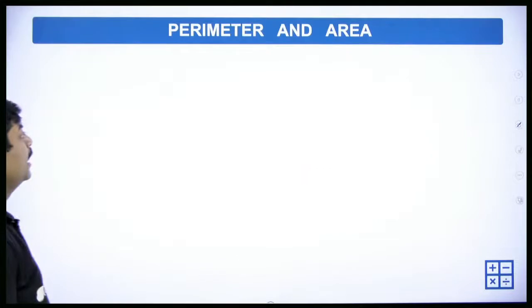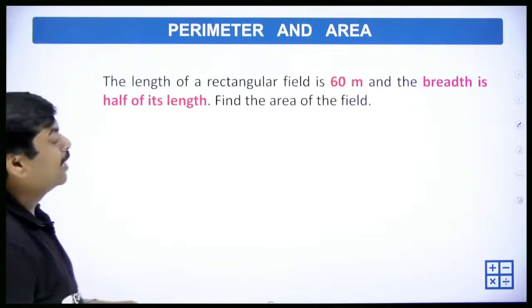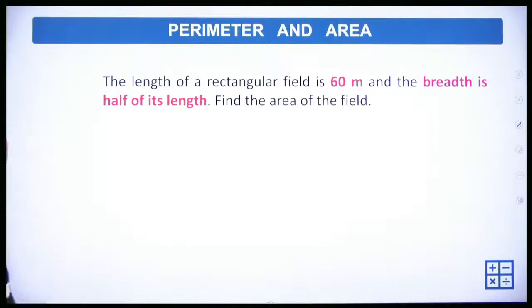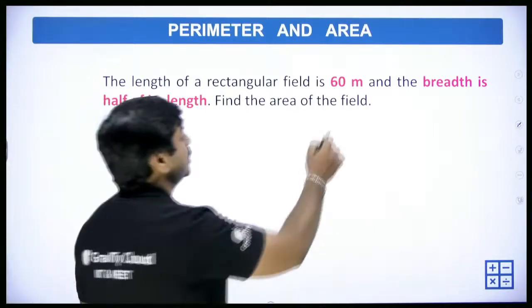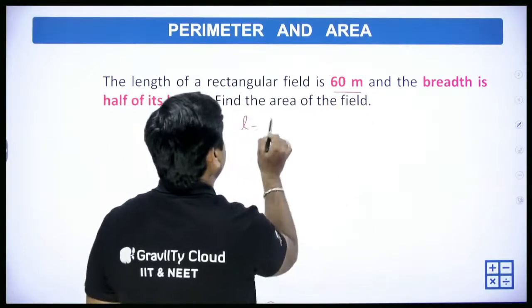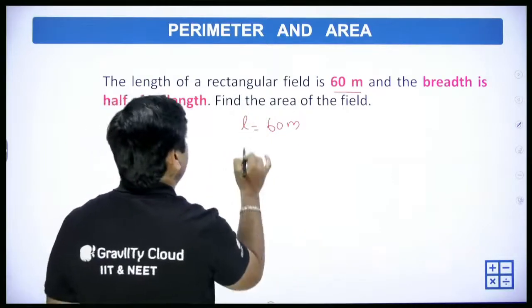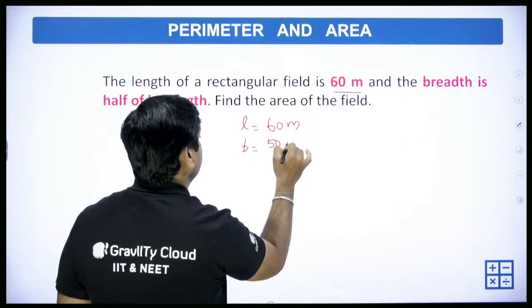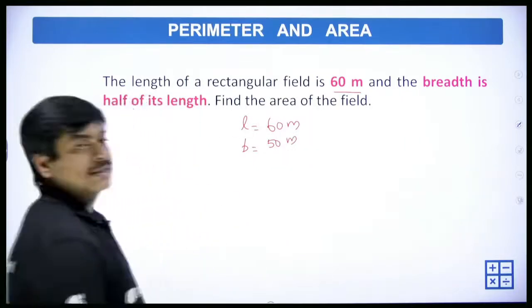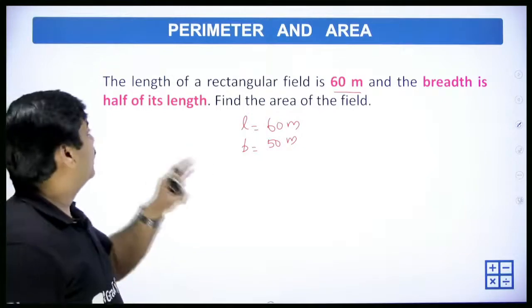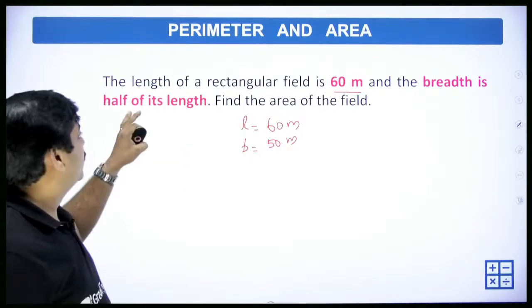Okay, moving ahead. We have a question, some applications based on all this. Let's try to understand that. The length of a rectangular field is 60 meters. Length is given as 60 meters, and the breadth is given as half of its length. Find the area of the field.